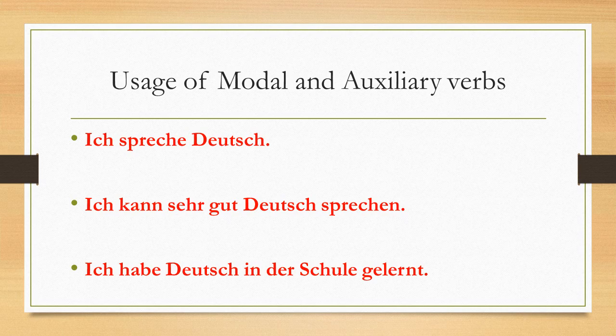In the third example, the case is kind of different. I have used here the auxiliary verb haben, because as you know in English also, in order to build the present perfect tense form, we must use auxiliary verbs. Here our auxiliary verb is haben, and again haben has taken the role of our main verb, and in this case it's slightly different, because we have used our main verb at the end of the sentence, but not in infinitive form.